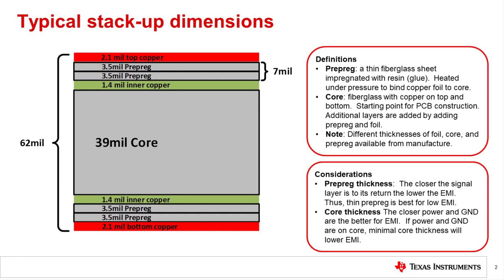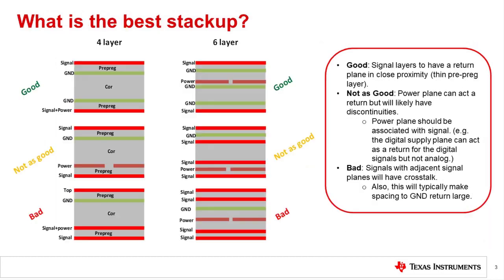For good power supply decoupling, it is helpful to keep the power and ground layer close together as well. If the core is used for the power plane and ground plane, it can be difficult to keep the spacing tight as the core is usually a thicker material. Here we compare different stack-ups to see which is best.